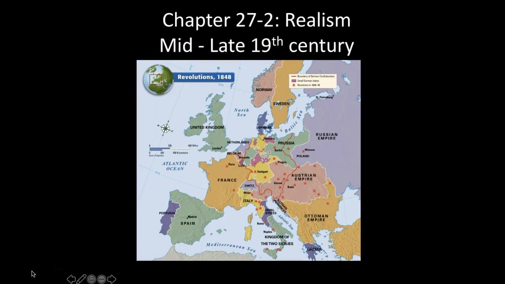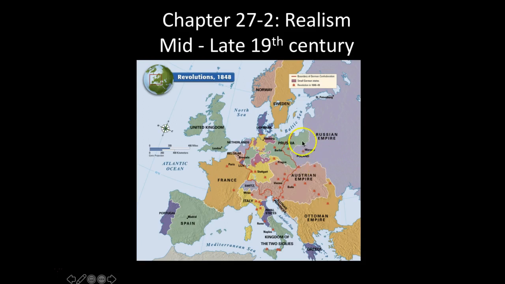Hi everyone. This is going to be the historical context notes for realism. And again, looking at the map, we obviously were focusing on European art. And I wanted to just point out that we are seeing even more detailed lines on which countries are what, and how some of the countries are still the same and what's different.